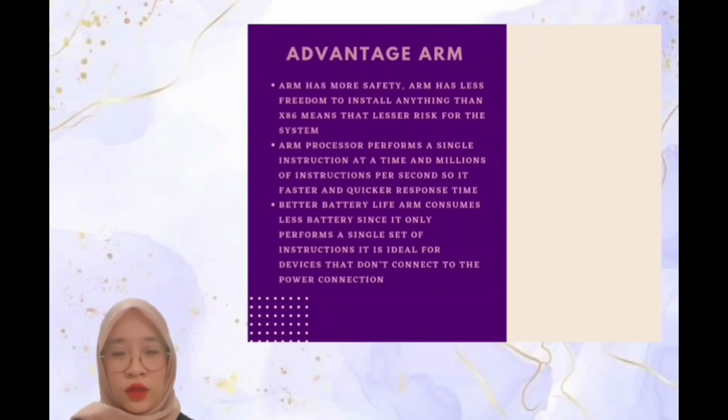ARM has more safety. ARM has less freedom to install anything than X86, which means less risk for the system. Secondly, the ARM processor performs a single instruction at a time and millions of instructions per second, so it has a faster, quicker response time. Finally, better battery life. ARM consumes less battery since it only performs a single set of instructions. It is ideal for devices that don't connect to a power connection.